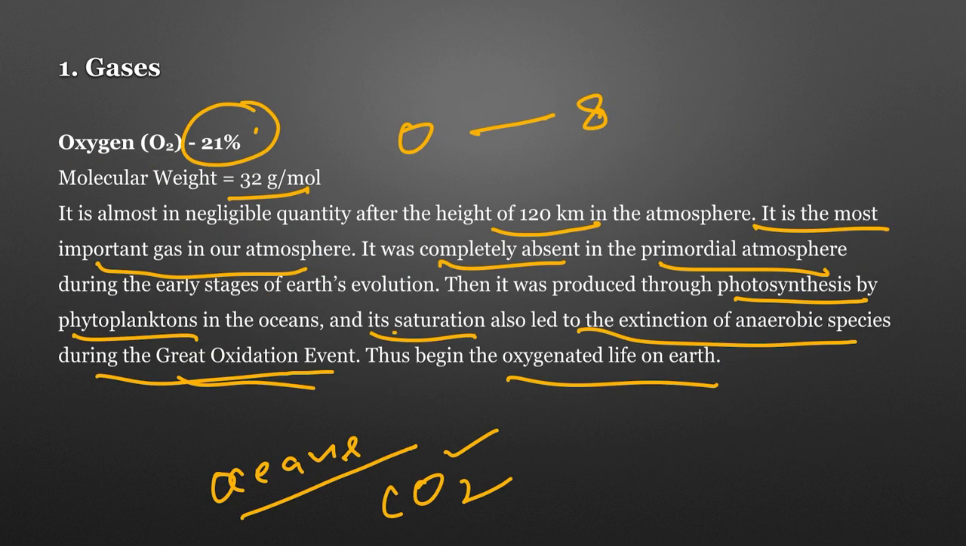Oxygen is the most important gas. You know very well, without oxygen we cannot breathe. We are an oxygenated species, and any oxygenated species cannot live without oxygen. It is that simple. How does it come into the atmosphere? It comes from phytoplankton. Through photosynthesis, phytoplankton produce oxygen by consuming carbon dioxide dissolved in the oceans.